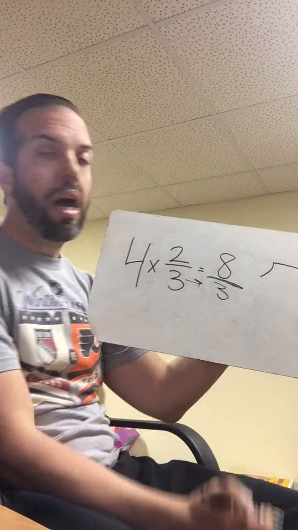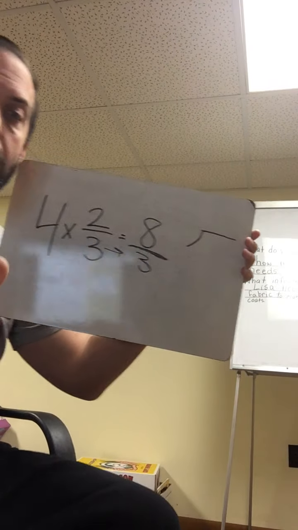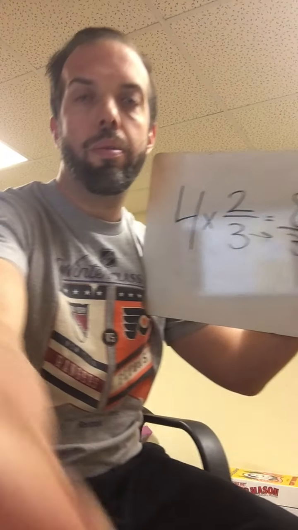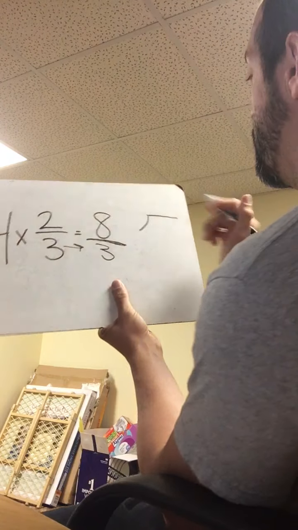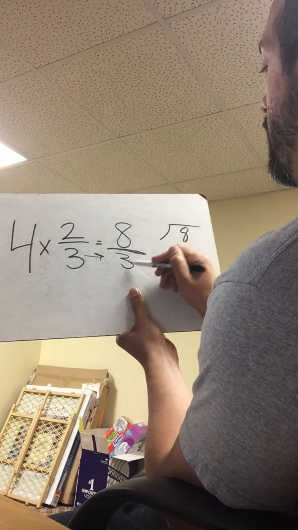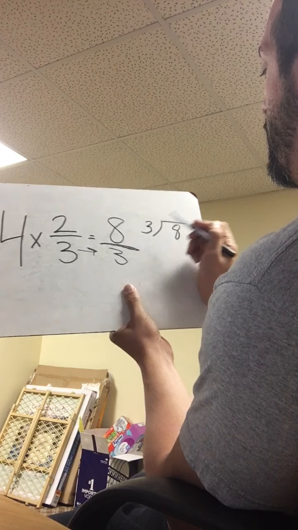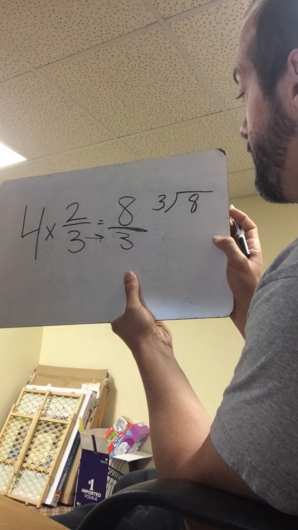Now, there are still a few students who keep getting confused. What number goes in the division house? Sorry, I'm trying not to have a glare. What number is going in the division house? So it's going to be the biggest number, which would be 8. 3 is going to be my divisor. 8 is my dividend. So how many 3's fit inside of 8?